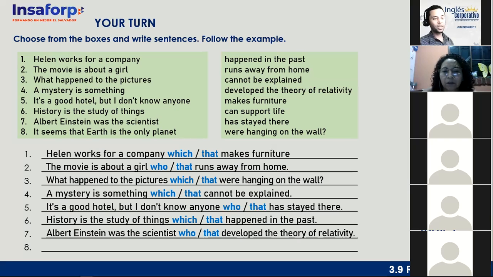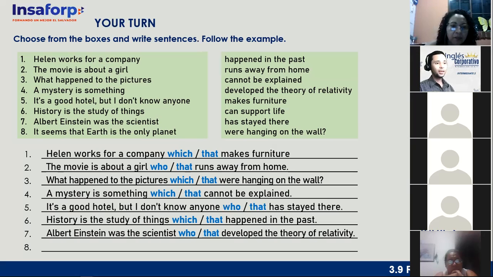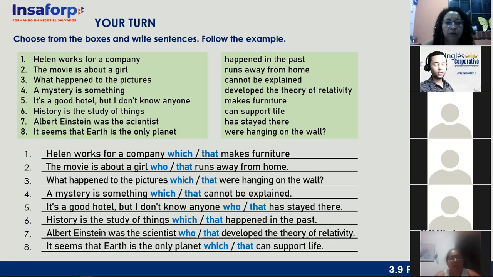And the last one, number 8. Nady. It seems that Earth is the only planet which that can support life. Yes. Earth, it seems that Earth is the only planet which can support life. Correct. Okay, we're going to stop here.